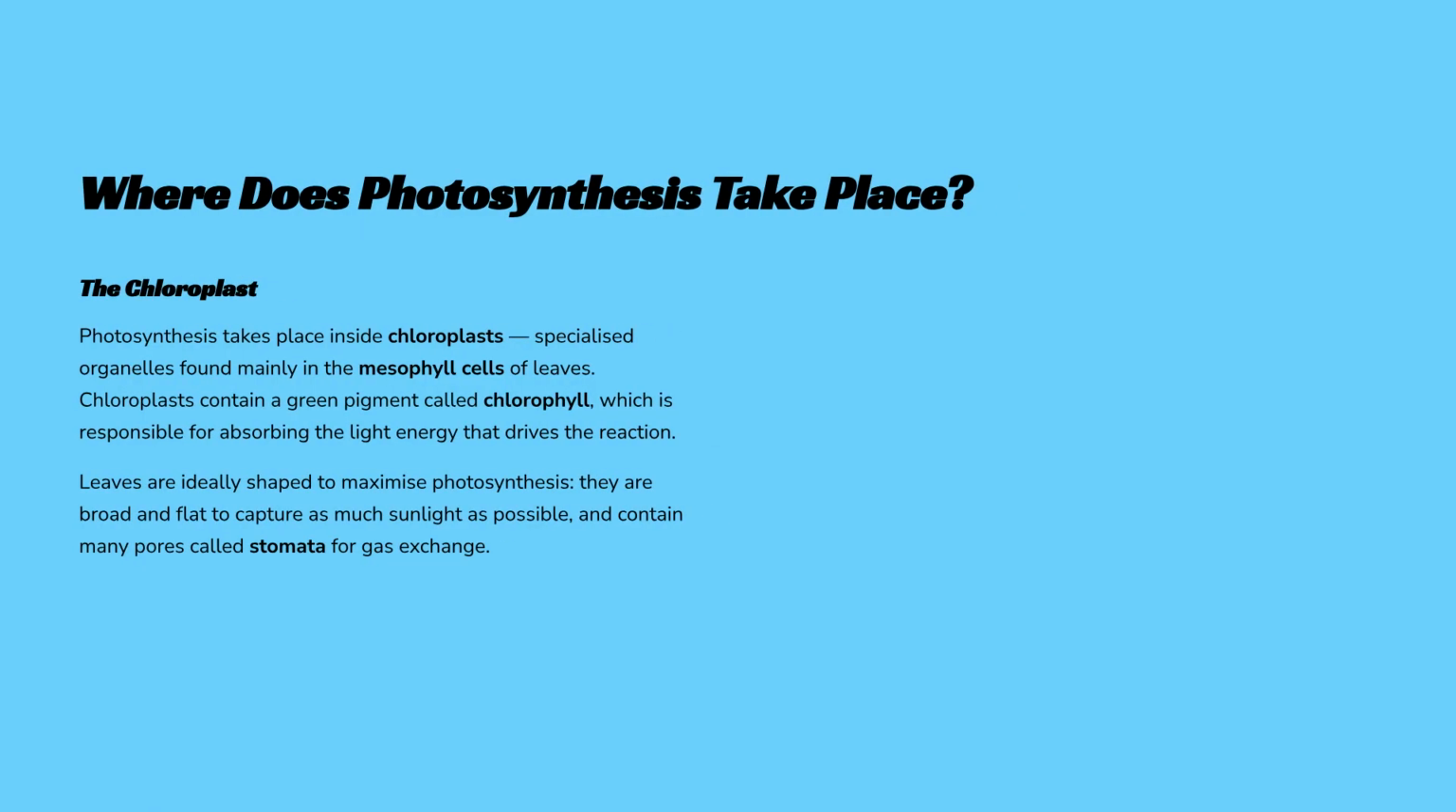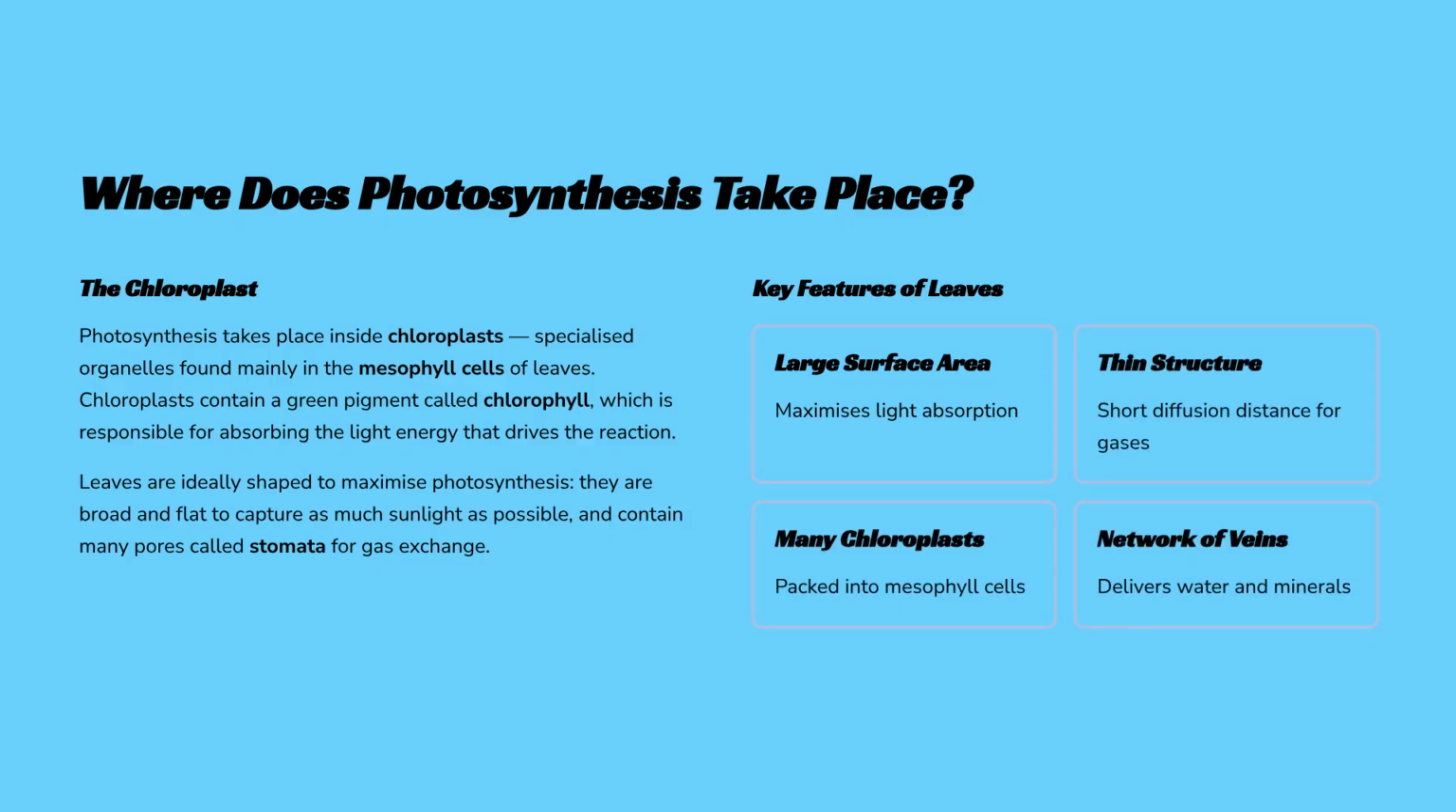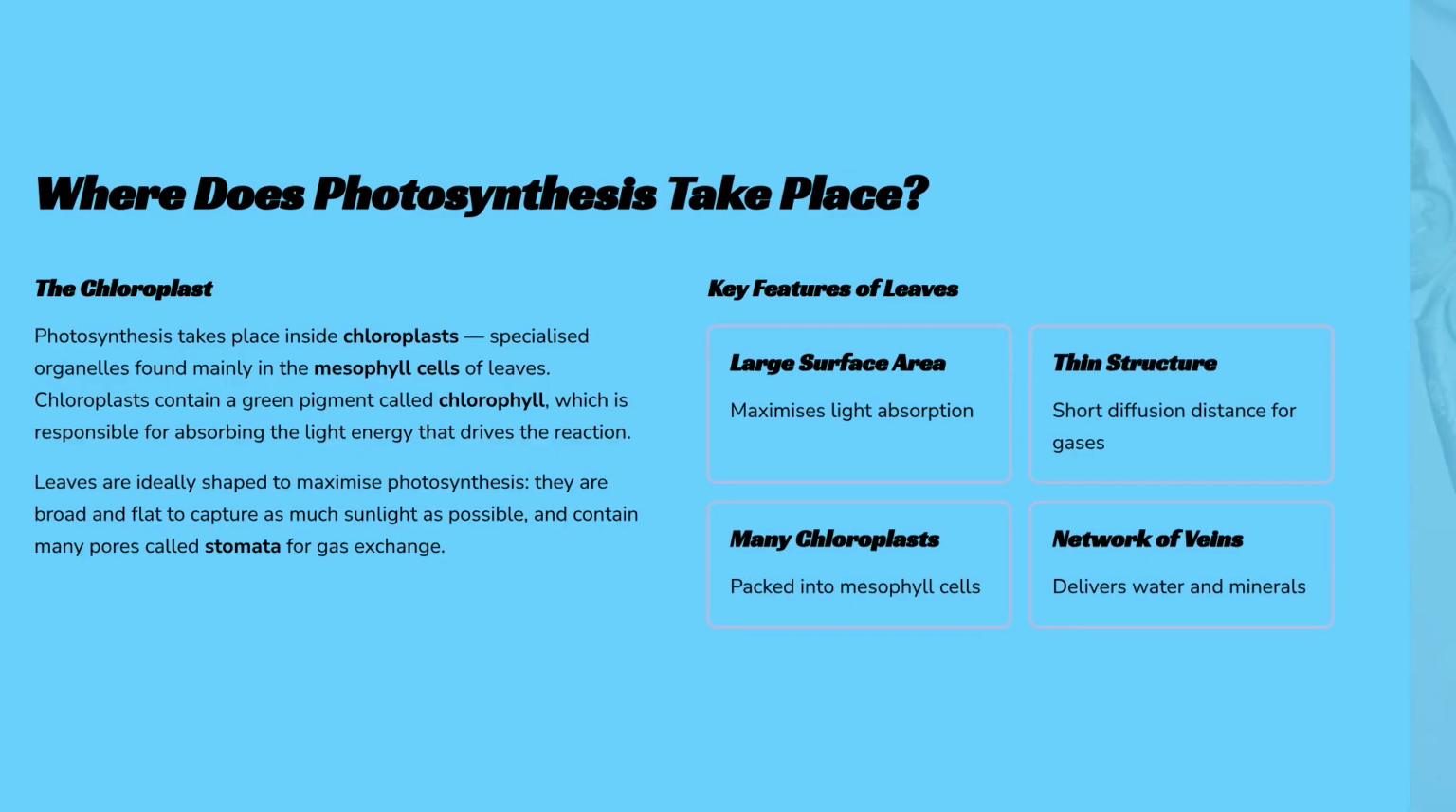Photosynthesis takes place in chloroplasts within the mesophyll cells of leaves. Chloroplasts contain chlorophyll, which absorbs light energy. Leaves maximize photosynthesis by having a large, flat surface area for light capture and stomata for gas exchange. They also feature many chloroplasts and a network of veins to deliver water and minerals.